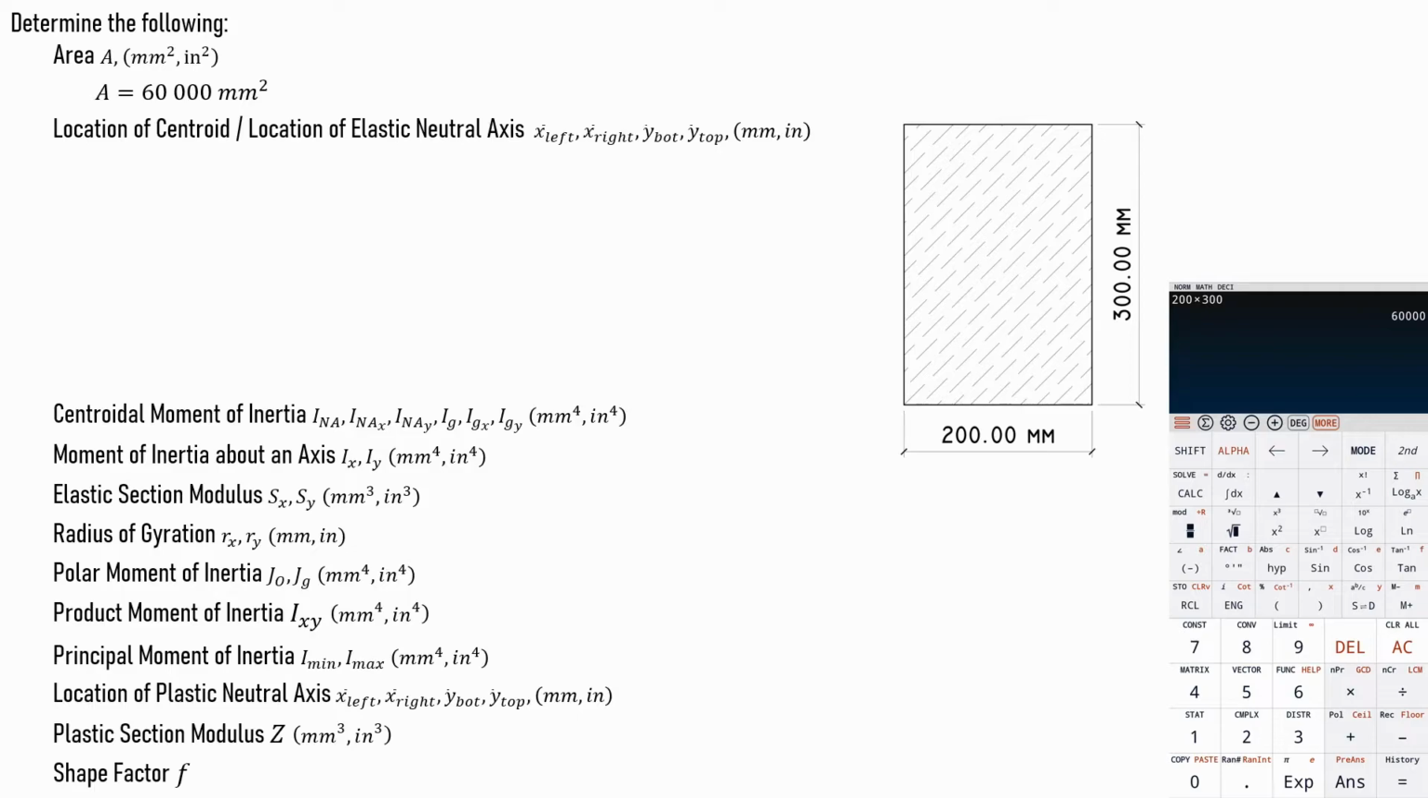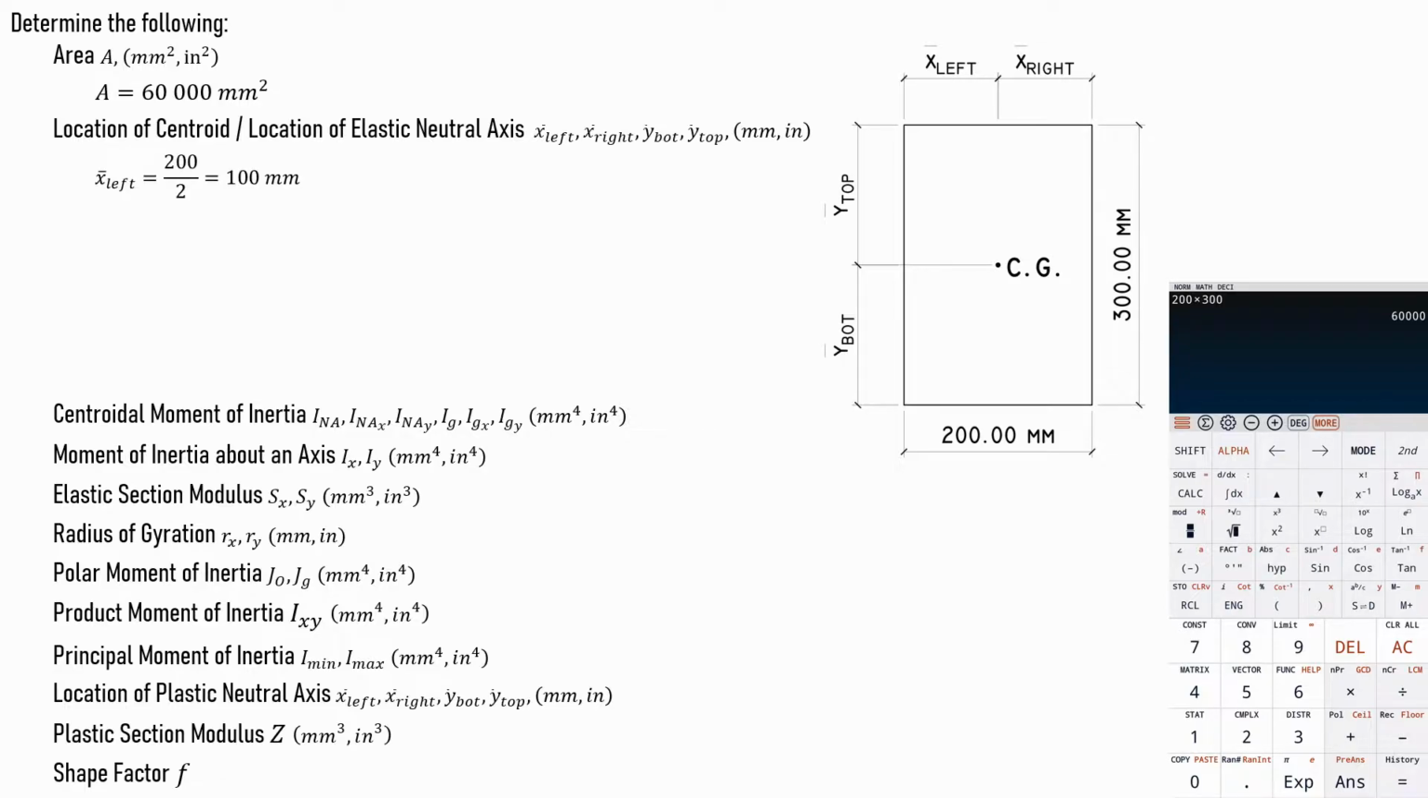Next ay yung location of centroid or location of elastic neutral axis. So ito yung mga notation natin na na-discuss dun sa introduction para sa lecture natin dito. So x bar left dahil symmetrical sila, so 200 over 2. Yung location ng centroid dahil rectangle, so symmetrical, nasa kalahati, kung i-measure natin horizontally tsaka vertically. So dahil horizontal yung pagsusukat natin dito, x bar left, kalahati ng 200, kaya 200 over 2.